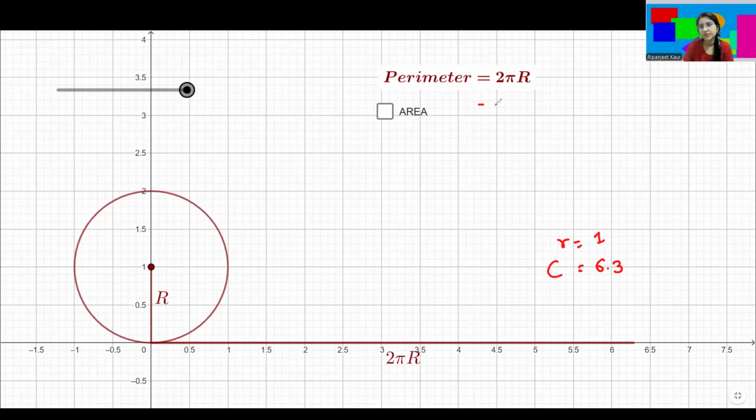Now, if we see here, 2 pi we have calculated is 3.14 and the radius is 1 over here. And if we do the multiplication, 6.28, which is 6.3, which is the same, right? We can take any other example also over here.